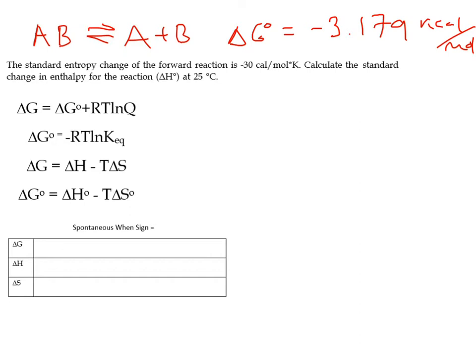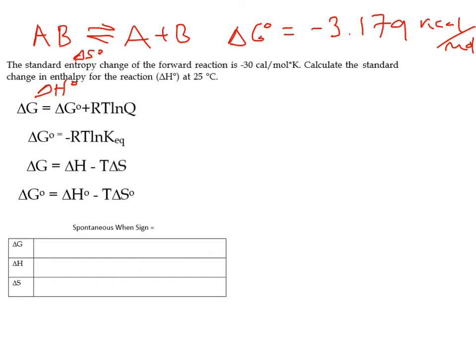What is that in symbols here? The entropy change, remember, is delta S. The standard is a little naught up at the top. Entropy is S and change is delta. So the standard entropy change of the forward reaction is negative 30 cals per mole Kelvin. Let's calculate the standard change in enthalpy. Remember, standard change in enthalpy is delta H naught. So that's what we're solving for.